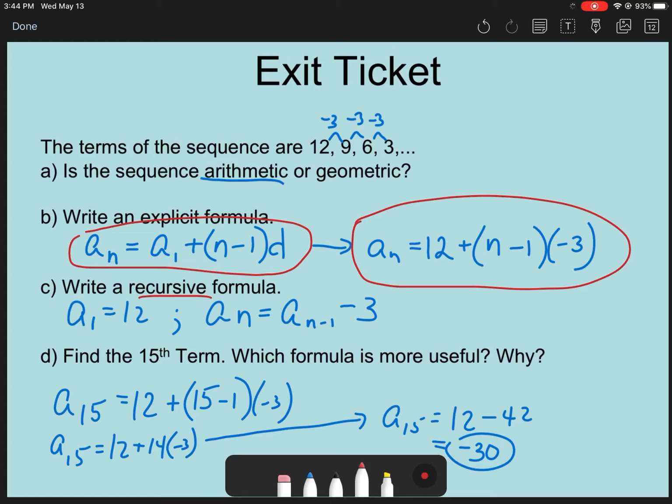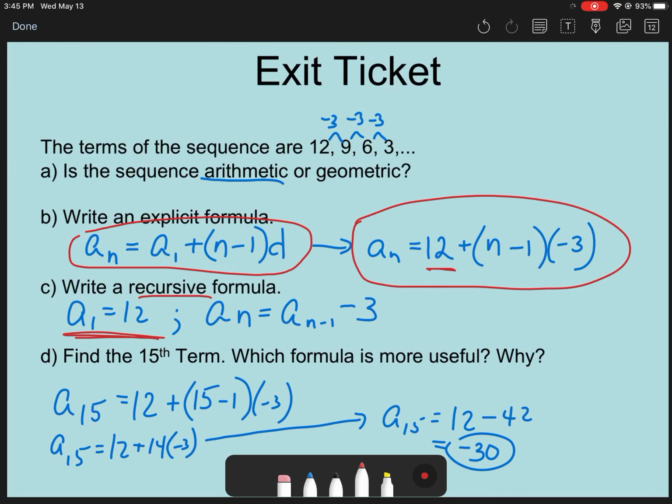Okay, now the recursive is just very simply the previous term being, you're taking the previous term and you're adding the difference to it to get to the next term. So a sub 1 is equal to 12, and you always have to state the first term. When it comes to recursive, you always have to state the first term. Just think about it, in the explicit, you always state the first term as well. So you need to have that in the recursive to know where you're starting. A sub n equals a sub n minus 1 minus 3.